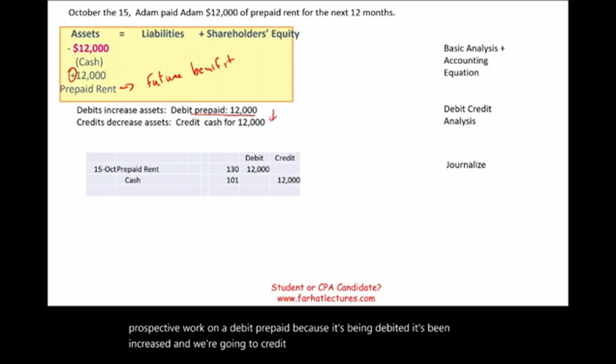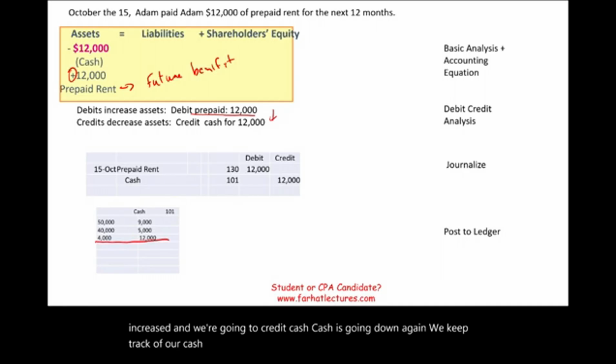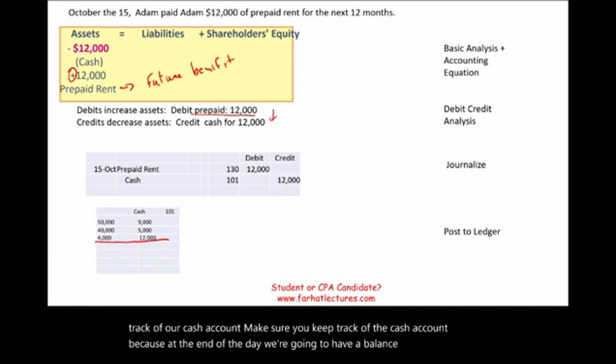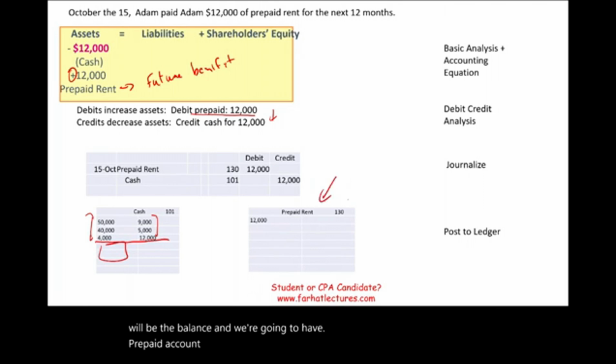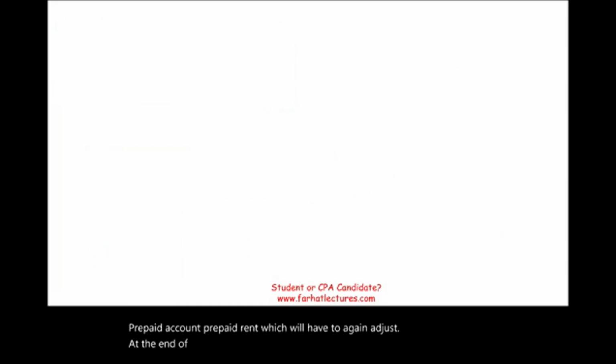Cash is going down. Again, we keep track of our cash account. Make sure you keep track of the cash account because at the end of the day, we're going to have a balance for that cash account. Okay? So add up all the debits, add up all the credits, and the difference will be the balance. And we're going to have the prepaid account, prepaid rent, which we'll have to, again, adjust at the end of the period. Let's take a look at more transactions.